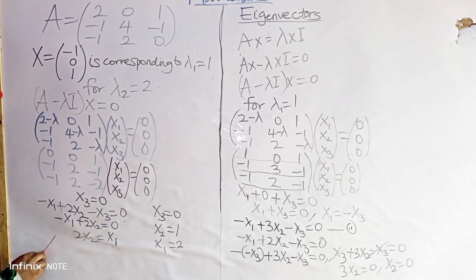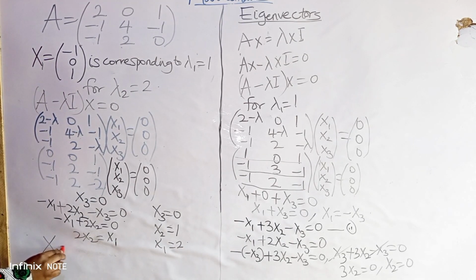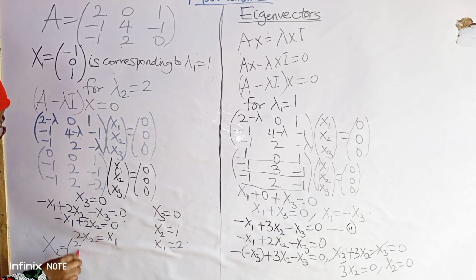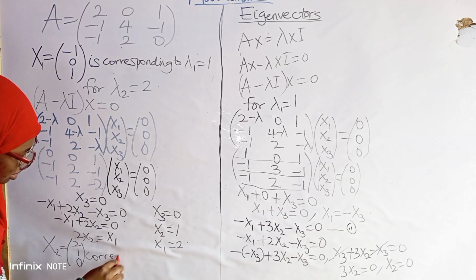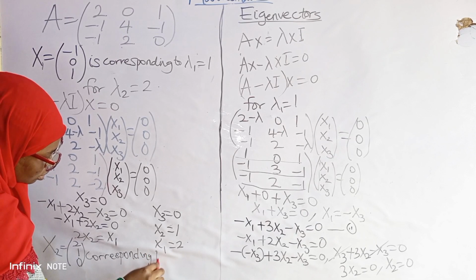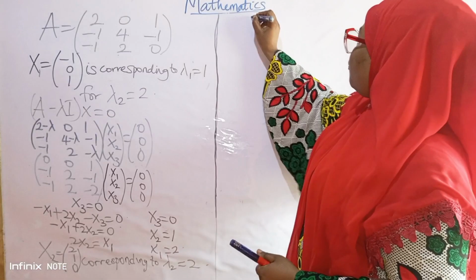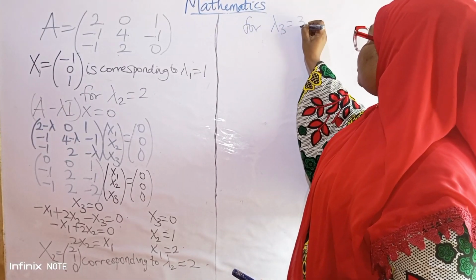Now we can say our x, the second one, will now be equal to [2, 1, 0]. x1 is 2, x2 is 1, and x3 is 0. So this is corresponding to lambda 2 is equal to 2. Now for lambda 3 is equal to 3.